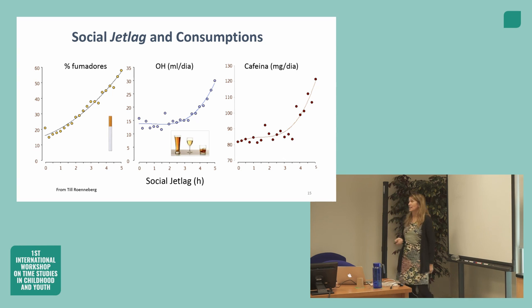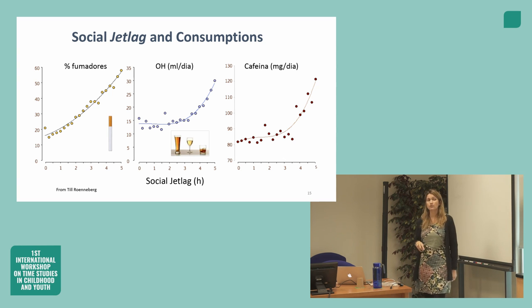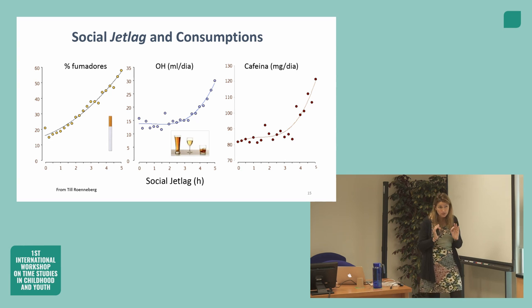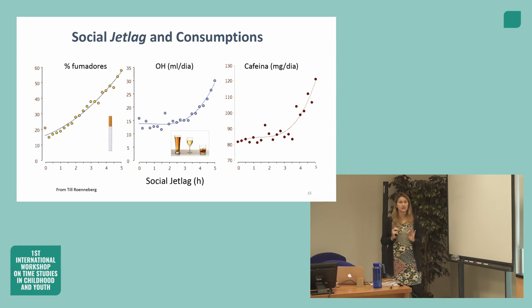So, social jet lag and health was already spoken about before. You have higher odds of being obese. When your sleep is curtailed, there is a hormone that is produced exclusively when we are sleeping, which is leptin. Leptin is our satiety hormone. If you don't sleep or if you curtail your sleep, you will not be producing it. That's why when we are sleeping, we are not hungry, because we are producing leptin.